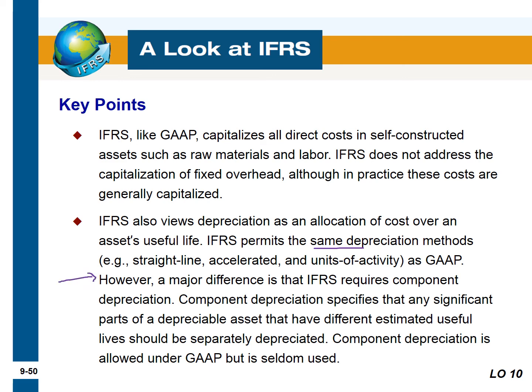We want to focus on the difference. The major difference is that IFRS requires component depreciation. Component depreciation specifies that any significant parts of a depreciable asset that have a different estimated useful life should be separately depreciated. Component depreciation is allowed under GAAP but rarely used, whereas it's required under IFRS.